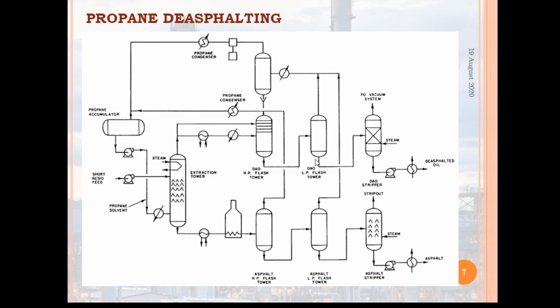Now the second stage stripper strips the remaining propane, whatever remaining propane is there, which has to be removed from the raffinate and the extract at near atmospheric pressure. So this propane is compressed and condensed before being returned to the propane accumulator drum.